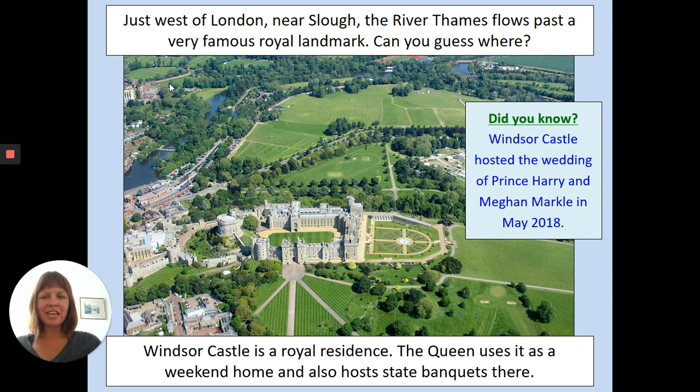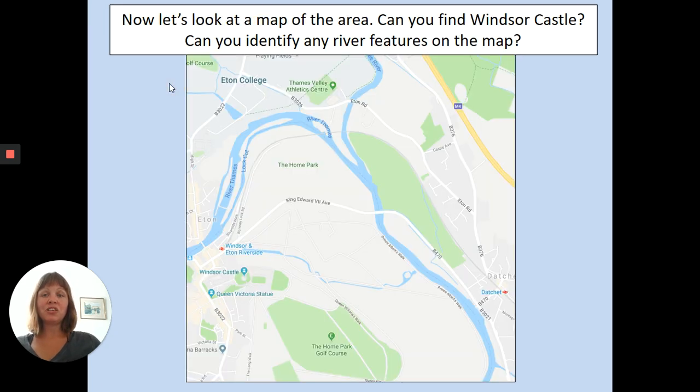And you can see how close it is to the banks of the River Thames in that photo. Okay, so now we're going to look at a map of that same area. Can you find Windsor Castle on the map? Just down in the southwest corner. And then what features of the river can you identify on this map? Okay, what can you see there?